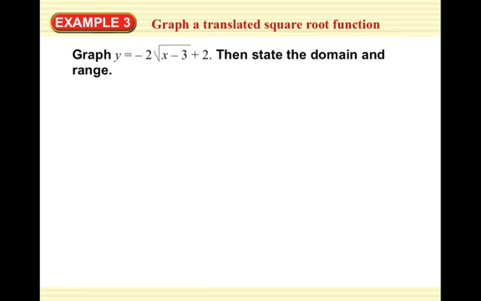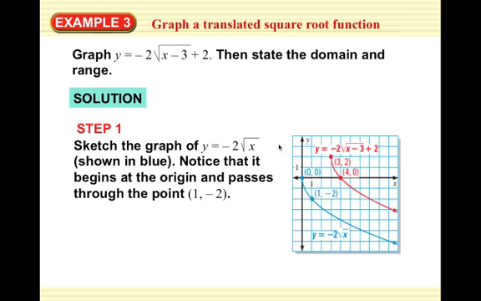So we're going to graph y equals -2 times the square root of x minus 3 plus 2, and then we're going to state the domain and range. So first thing we do is we sketch the graph of y equals -2 times the square root of x. It's shown in blue here. So square root of 0 is 0 times -2 is 0. Square root of 1 is 1 times -2 is -2, so we have 1, -2. The square root of 4 is 2 times -2 is -4. Okay, and so there is y equals -2 times the square root of x.